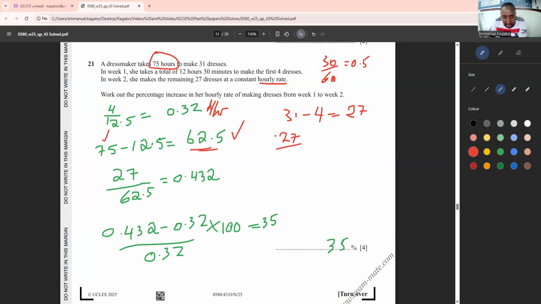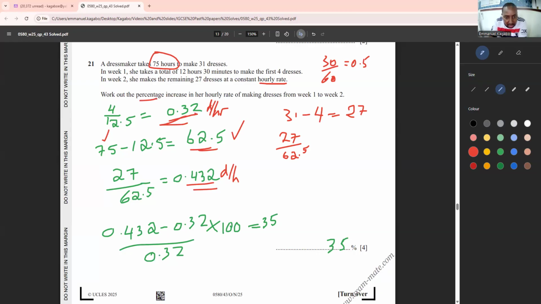These are number of dresses made, and these are number of hours. So he was making how many dresses per hour? When you work out, it is this one. These are number of dresses per hour. Now, in the first week, these are number of dresses he was making per hour. And these are number of dresses made in the second week per hour. So what's the increase? The increase is going to be this one minus that.